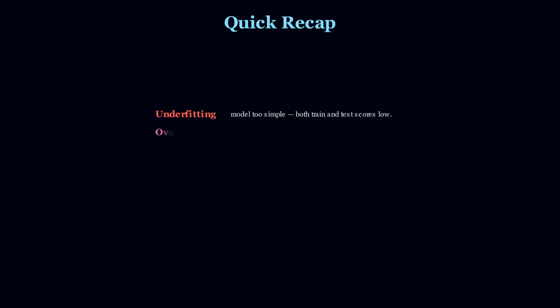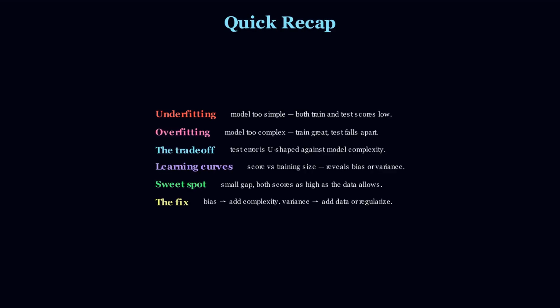Quick recap before we go. Underfitting, model too simple. Both scores low. Overfitting, model too complex. Train great, test falls apart. The trade-off, test error is U-shaped against complexity. Learning curves reveal which one you're dealing with. The sweet spot, small gap, both scores as high as the data allows.